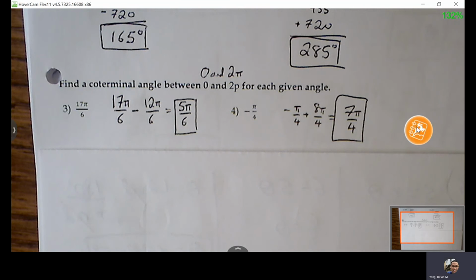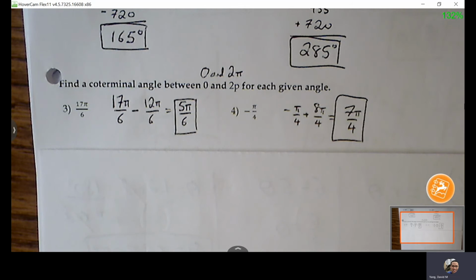So 17 pi over 6. If you just look at that fraction, 17 over 6, that is larger than 2. So we know we have to scale it back into something that we can recognize. So I can subtract 2 pi. I'm just doing it without a calculator, so I just found a common denominator. If you use your calculator, just do 17 over 6 minus 2. That'll get you down to a measure that's between 0 and 2 pi.